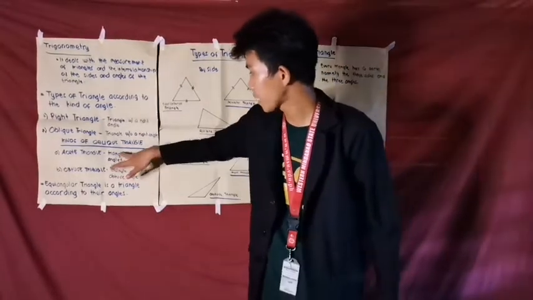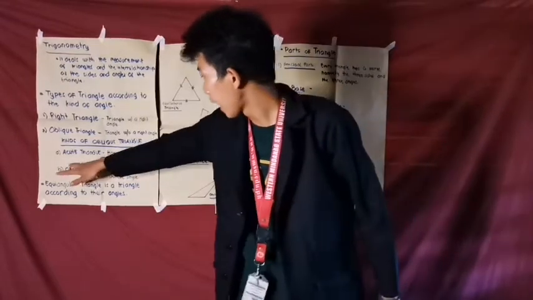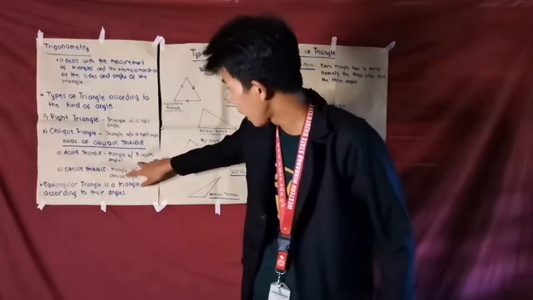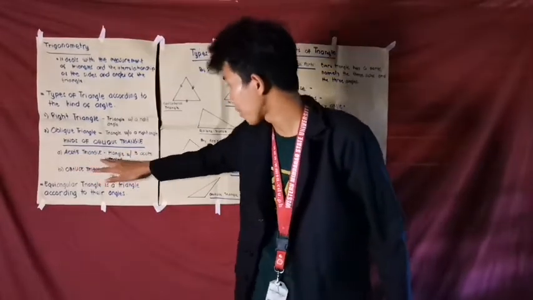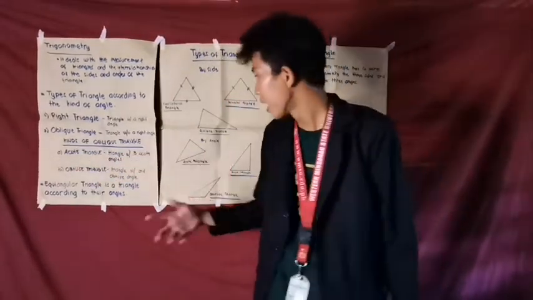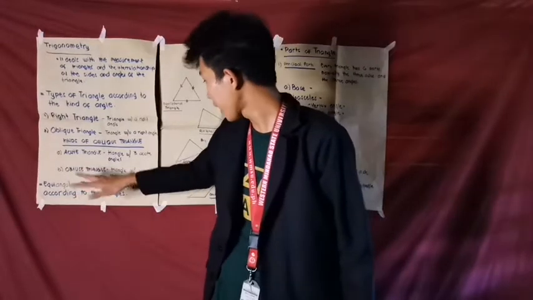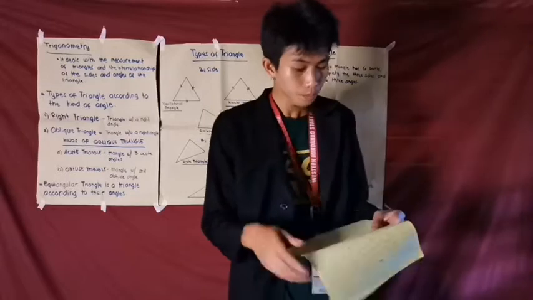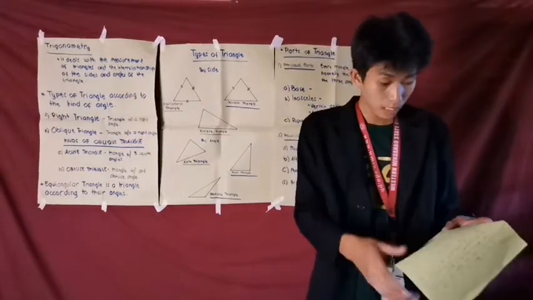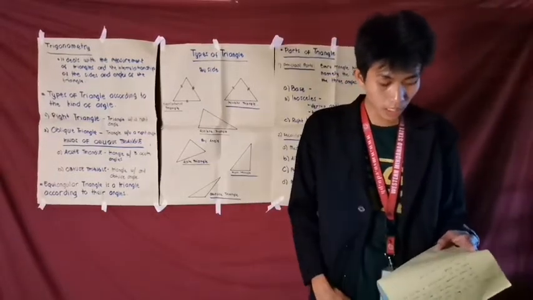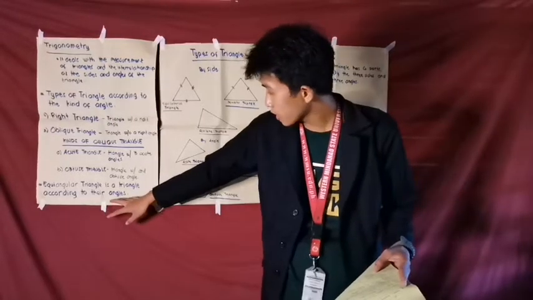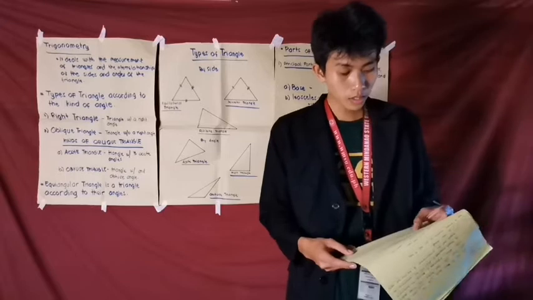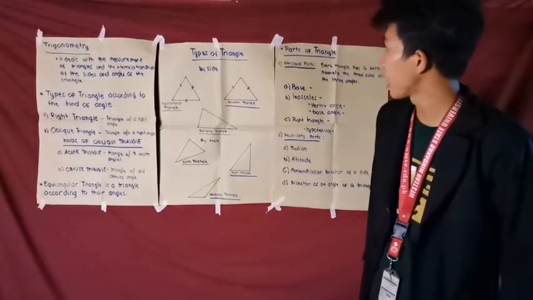The kinds of oblique triangles we have here: the acute triangle, a triangle with three acute angles. The obtuse triangle, a triangle with an obtuse angle. The equiangular triangle is a triangle according to their angles. I'll show you here the types of triangles.